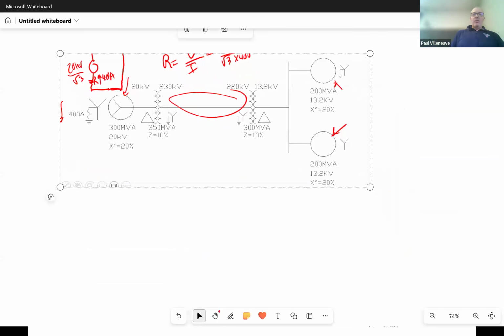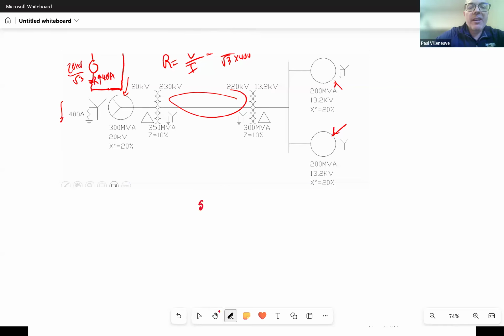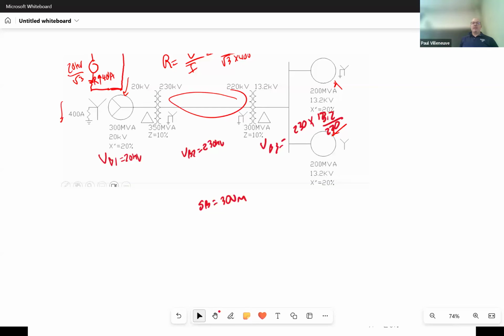It doesn't matter. You can pick whatever value you want, but I'm going to pick S base to be 300. Again, it could be 100. It just means you have to do more conversions. And I'll pick VB1 to be equal to 20 kV. VB2 is 230. And VB3 is equal to 230 times 13.2 divided by 220. Those are our V-base values.